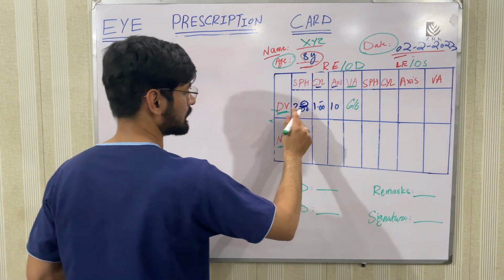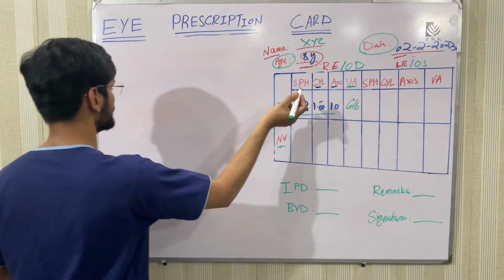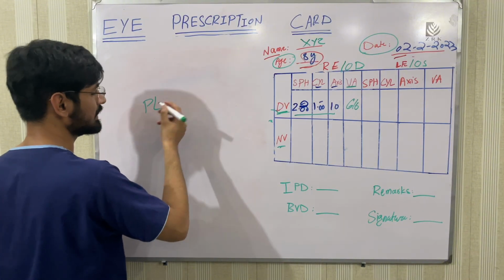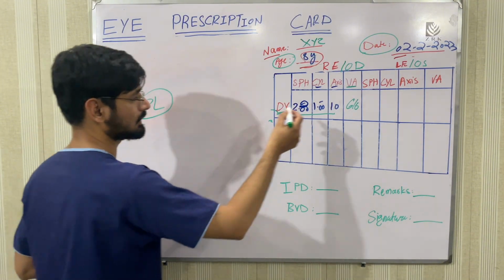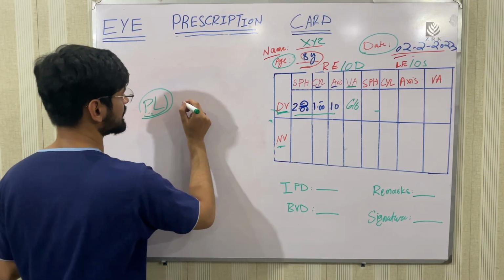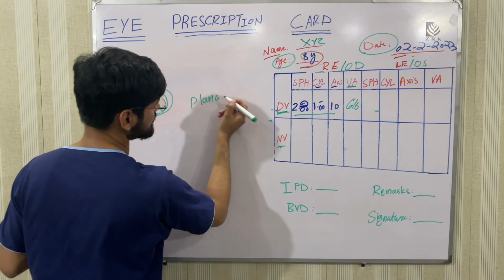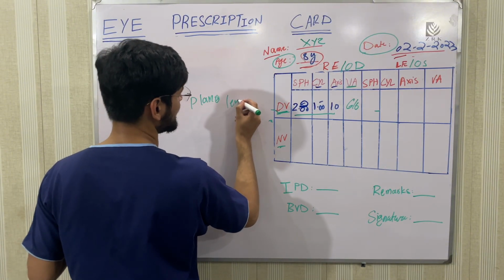We can write, first of all, this number, then we will write this word on this row. So what is the meaning of this word? The word means plano lens.